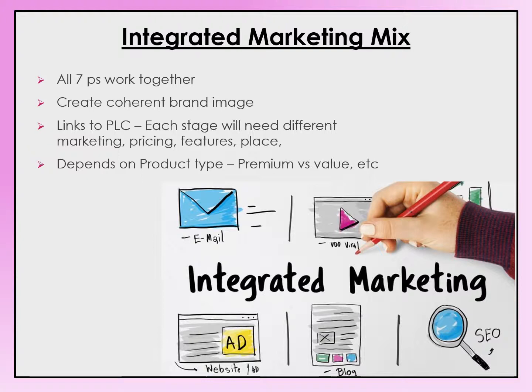Now this links to the product lifecycle. So each stage will need a different marketing, price, features, place, people, training. Everything needs to change, and it will always link through. And then it depends on the product type. So have we got premium versus value, etc. So you need to look and go, right, okay, what would the marketing mix be around this product? And then decide, how are we going to do it? Are we going to concentrate more on price, but we can't neglect all the other areas as well? And that's what it's all about.